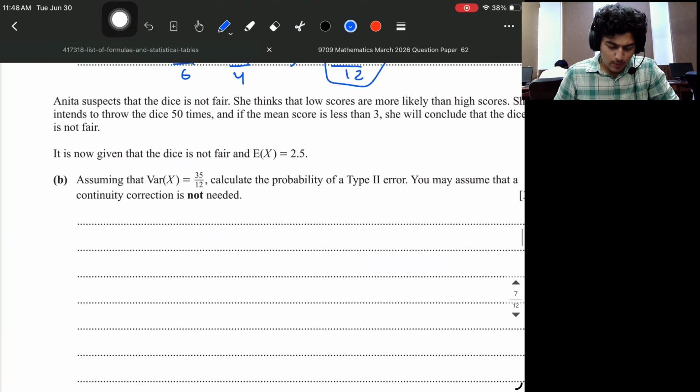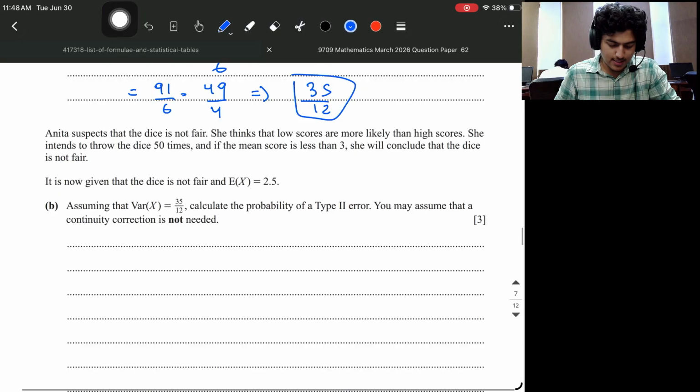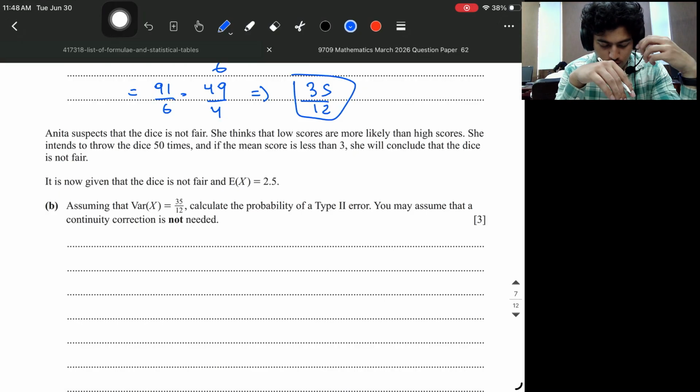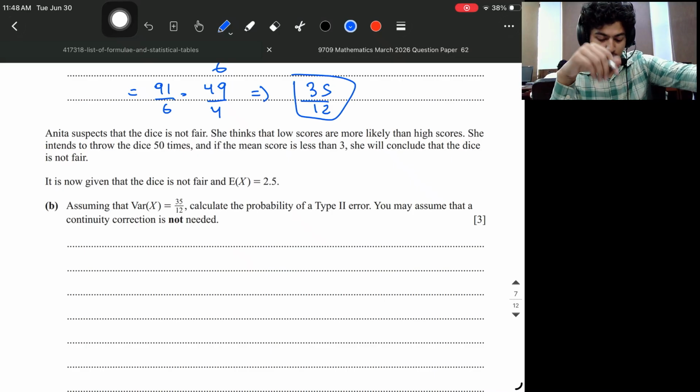Right, now moving forward, Anita suspects that the dice is not fair. She thinks that low scores are more likely than high scores. She intends to throw the dice 50 times, and if the mean score is less than 3, she will conclude that the dice is not fair.